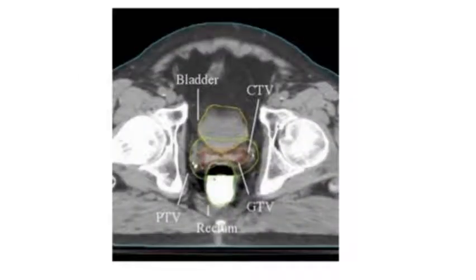Target volumes in radiotherapy are defined by three terms: the GTV, or gross tumor volume, the CTV, or clinical target volume, and the PTV, which is the planning target volume. Each one of these represents a location where tumor cells may be present. For radiotherapy to succeed, it is critical that all cells be part of the treated volume.